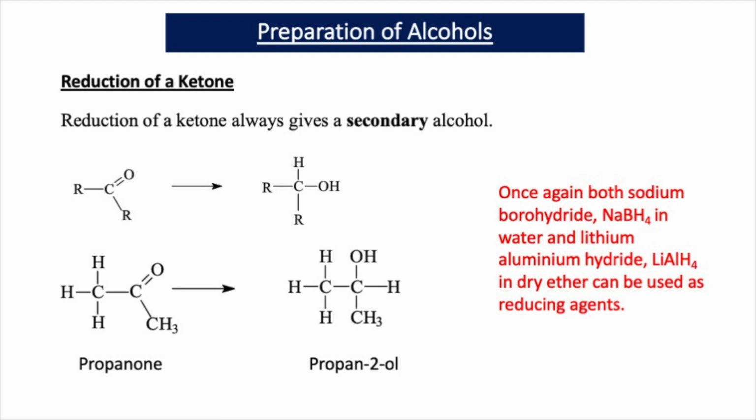Now, if you look closely at this example here, propanone being reduced to propan-2-ol, you can see that propan-2-ol contains two additional hydrogens. There is now a hydrogen next to the oxygen to form an OH, and on the same carbon that the OH is joined, there is an additional hydrogen. And that's what's happened when propanone has changed to propan-2-ol. The molecule has been reduced, it's gained hydrogen.